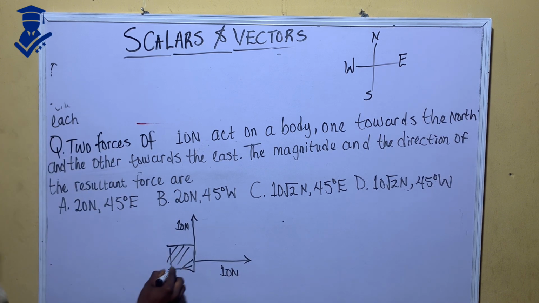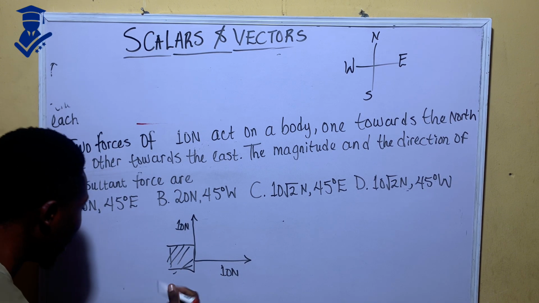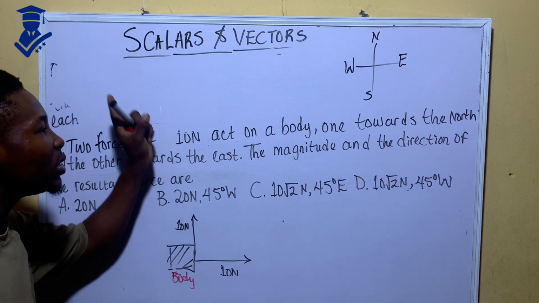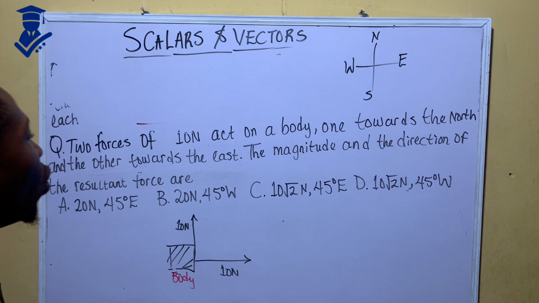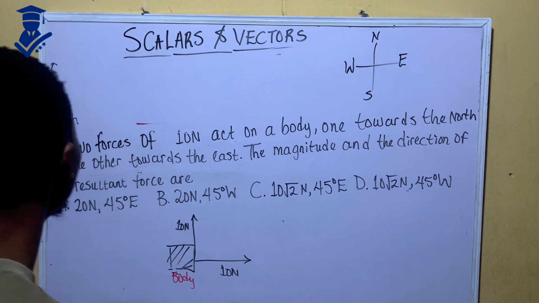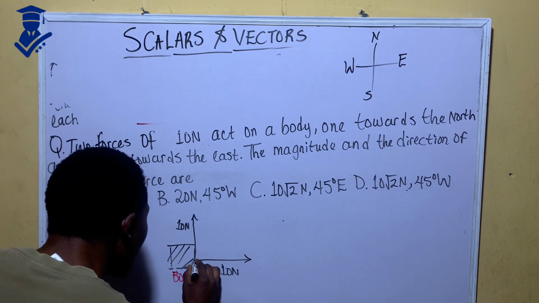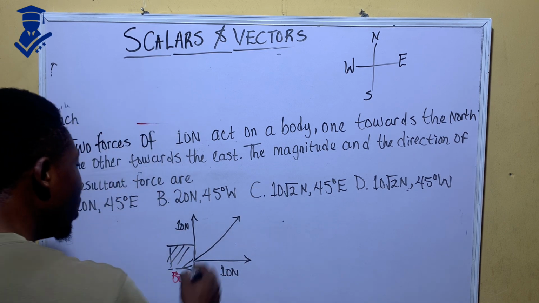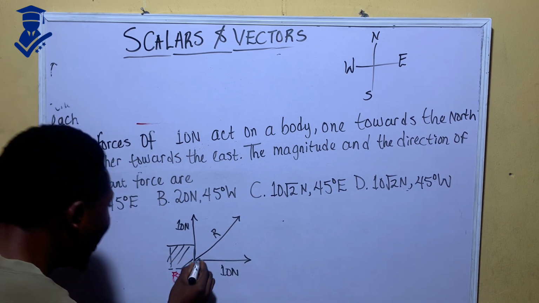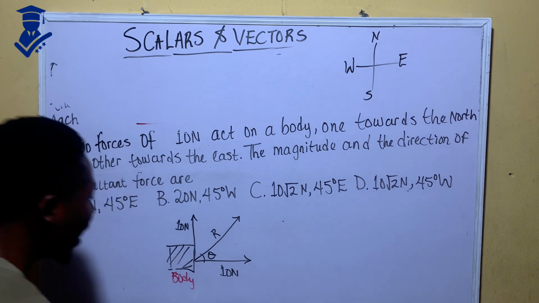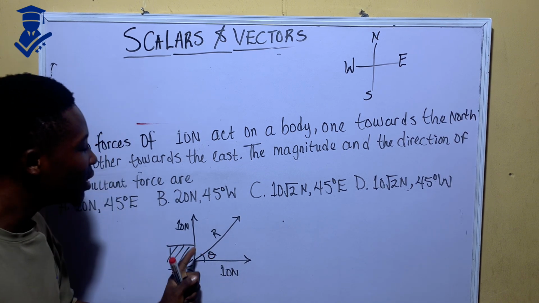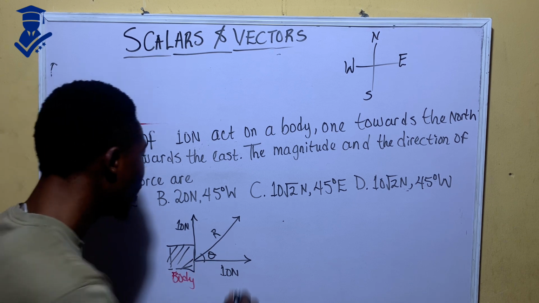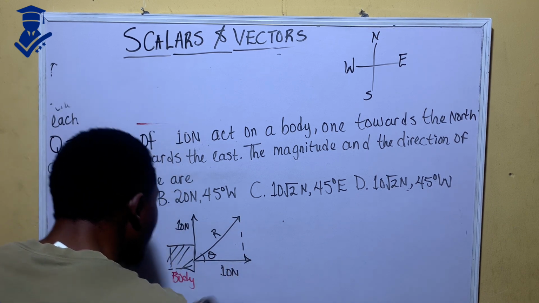So this is the body that they're acting on, with 10 Newtons towards the north and the other towards the east. We want the magnitude and the direction of the resultant force. The resultant is going to be R, and this is going to be the magnitude, and then we also have the direction.